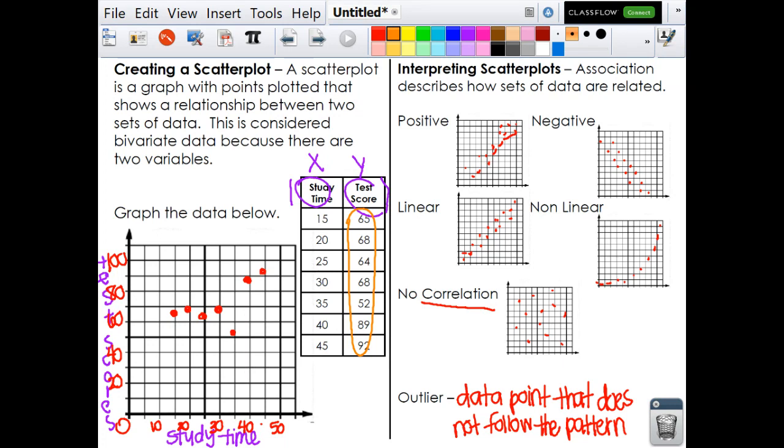Anybody have questions about scatterplots? Awesome. I'm going to pause this. Okay, I'm going to separate the other one into another video so I don't have 17-minute videos.